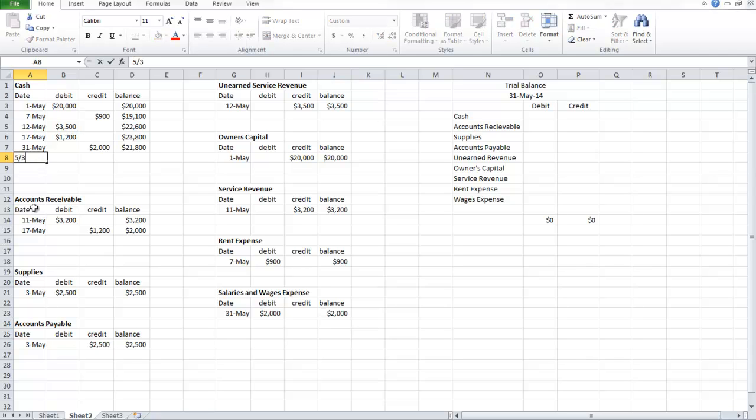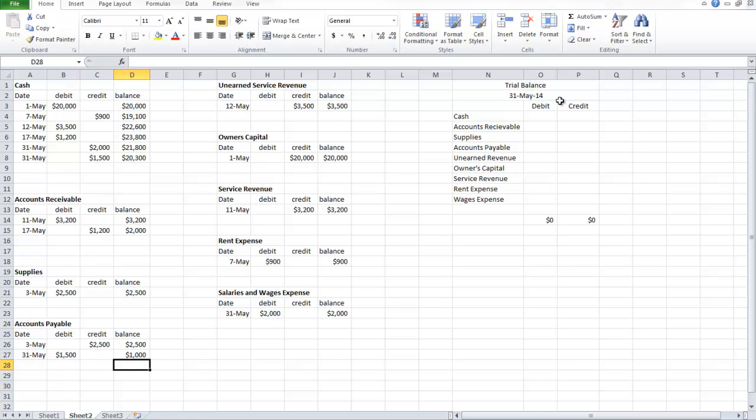So here on the 31st, we credit cash for $1,500. And accounts payable is reduced by $1,500. So the balance is now $1,000.